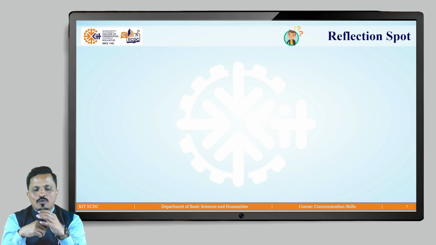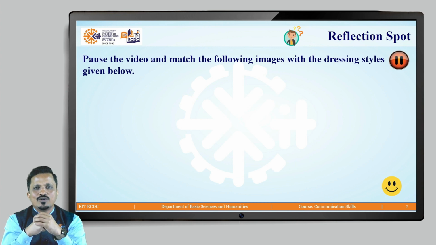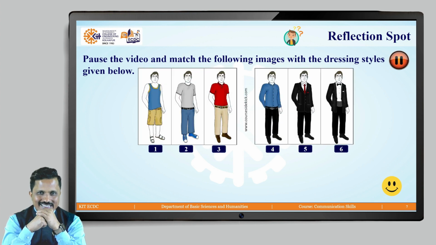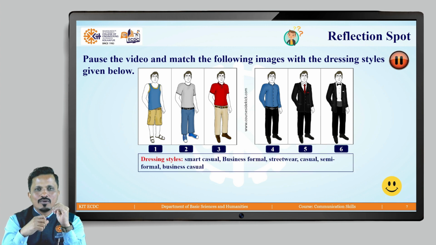All right, here's a reflection spot for you. Now just pause the video and try to match the following images with the dressing styles given below. There are 6 images, or 6 styles, 1 to 6. Just tell which number represents which of these dressing styles: smart casual, business formal, streetwear, casual, semi-formal, business casual. Just pause the video and, looking at the clothing particularly of that guy, match the dressing styles.